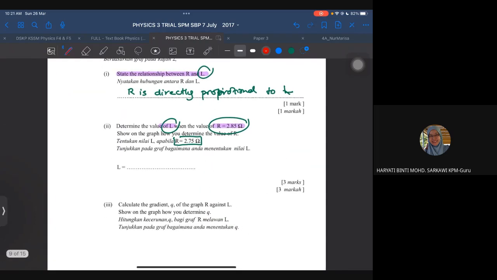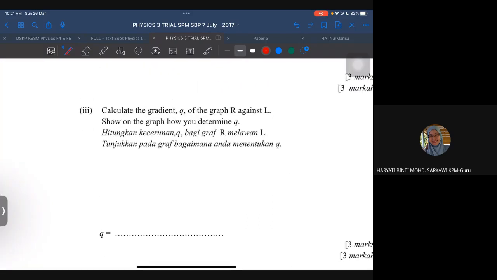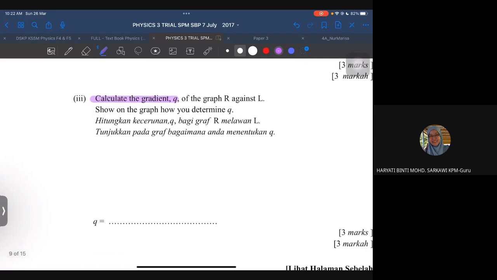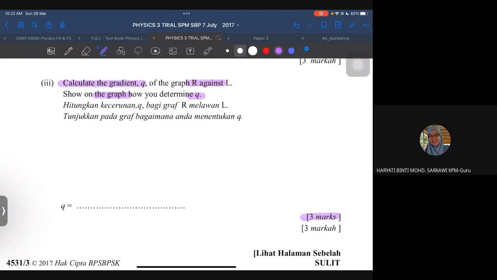So this one, make sure you write your answer with unit. Then look at this. Calculate the gradient. Q, they give you symbol lah. So just now we are using symbol M, right, for gradient. So actually gradient, you can use other symbol to represent gradient. It can be M, it can be K, it can be Q. Just like this, they give you as Q. See? So calculate the gradient of graph R against L, and then show on the graph how you determine Q. Now the gradient is 3 marks, 3 markah.